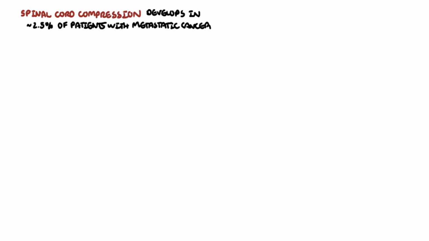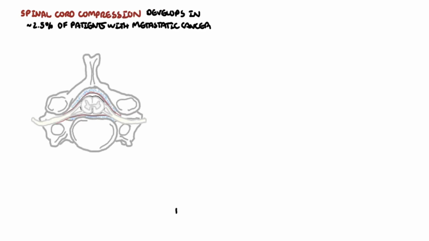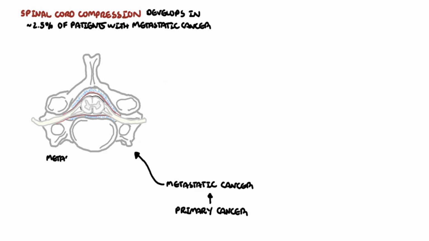Spinal cord compression develops in approximately 2.5% of patients with metastatic cancer, and may be the first presentation of someone with cancer. Metastatic cancer, of course, originates from a primary source, a primary tumor, and this could be the lungs or the breast, for example. So these cancers will metastasize into the spine. Metastatic tumors in the osseous vertebral columns account for 85% of cases of spinal cord compression.